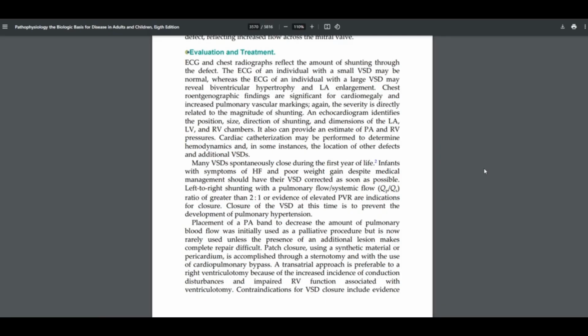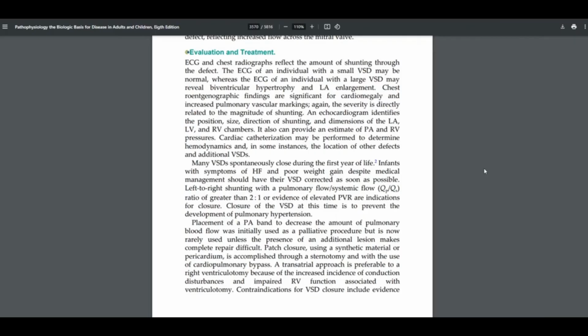An echocardiogram identifies the position, size, direction of shunting, and dimensions of the left atrium, left ventricle, and right ventricle chambers. It also can provide an estimated pulmonary artery and right ventricle pressure. Cardiac catheterization may be performed to determine hemodynamics and, in some instances, the location of other defects and additional VSDs. Many VSDs spontaneously close during the first year of life.